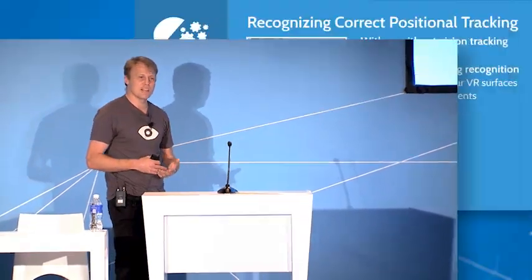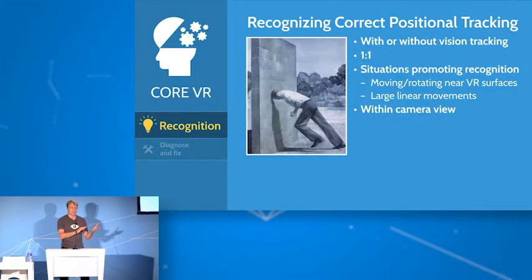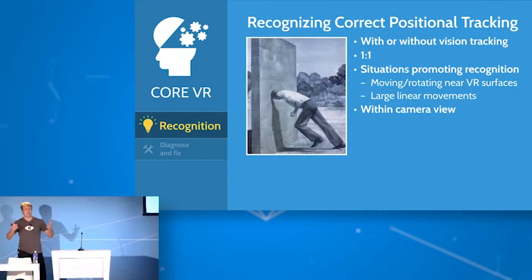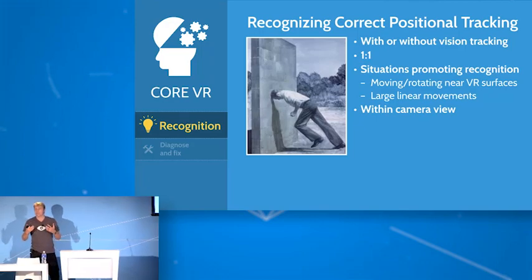Situations which promote recognition of whether your positional movement is one-to-one: go near surfaces in VR, so near walls, near the floor, anywhere where you've got something very much in your field of view, so you can let your brain's natural processes take over and judge it for you. Also, make sure that your VR experience is allowing the player to be within the camera view. This is for DK2. Make sure that you're not requiring too much movement that forever has the player going outside the camera view cone.